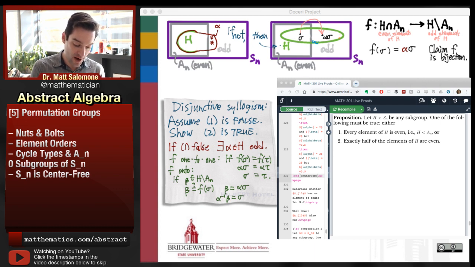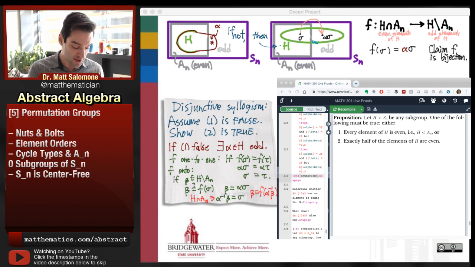And alpha inverse times beta, because alpha is odd, alpha inverse is odd, beta is odd by assumption, and therefore alpha inverse beta is an even permutation of H. And therefore, we know that beta is equal to f of this element which belongs to the domain of my function, right? And that shows that f is onto.